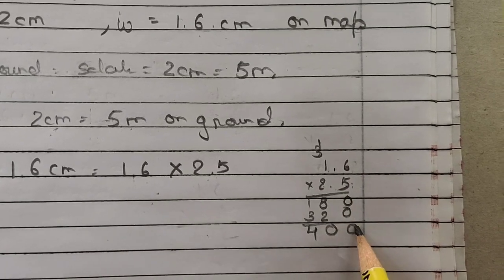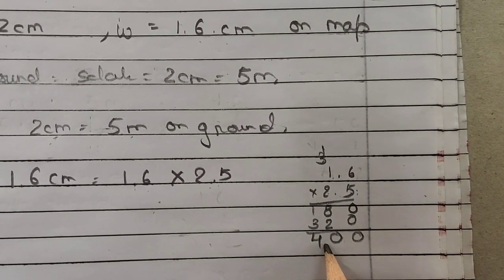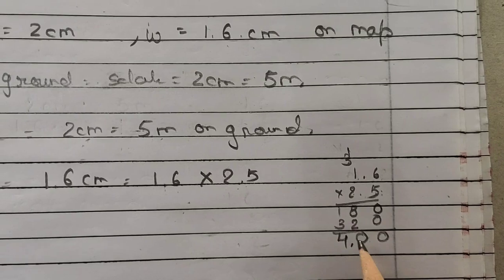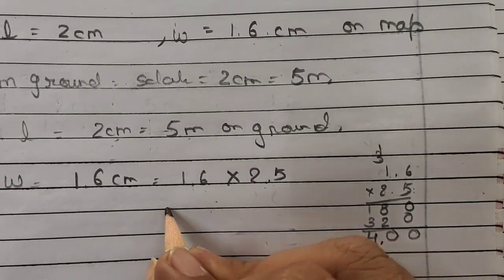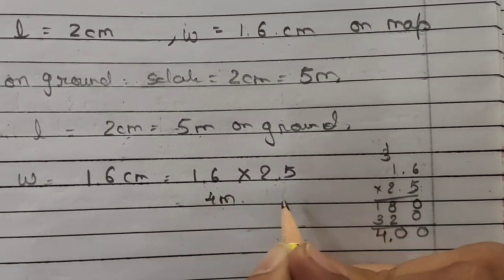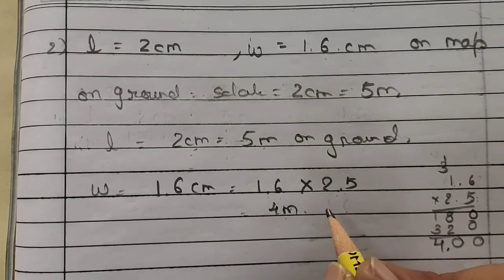So 1 plus 1 is 2. So it is 4. Okay, so the answer will be 4 meters. So the width is 4 meters.